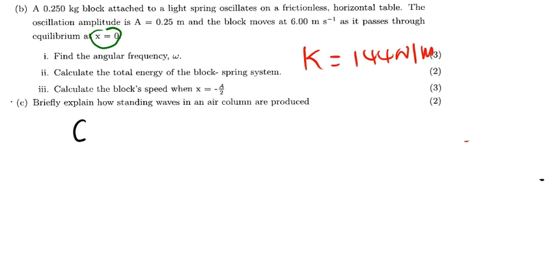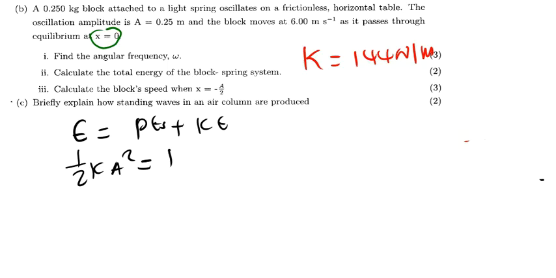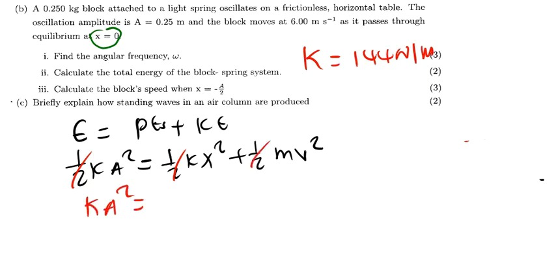So we have the total energy given by the elastic potential energy plus the kinetic energy. Total energy is half Ka squared. Elastic potential energy is half Kx squared. Then this is also half mv squared. But we can clearly see that half appears everywhere. We can cancel it. We end up having Ka squared equal to Kx squared plus mv squared.